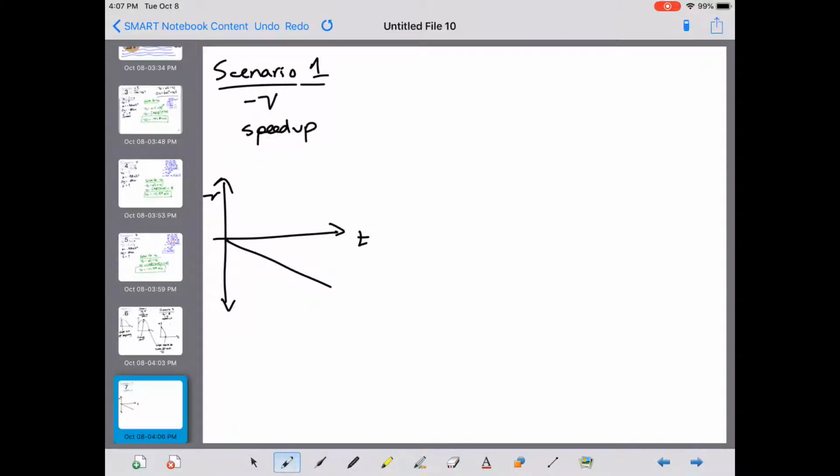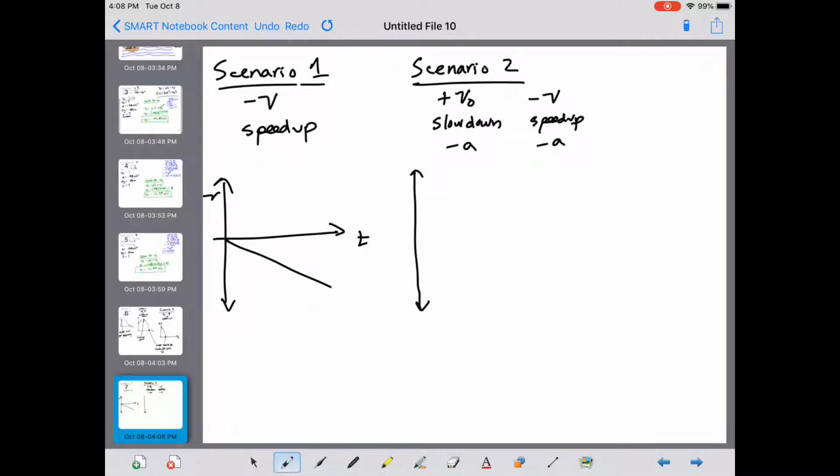In scenario number 2, this one's different. I have a positive initial velocity. For the first part of my motion, I have a velocity in the positive direction, and I slow down. The reason for that is because I have a negative acceleration. Then I have a negative velocity, and I speed up because I still have a negative acceleration. So I need to have two sections of motion here. Initially, positive velocity and slowing down. Positive velocity tells me I'm in the positive quadrant and I'm moving towards 0. Then I have a negative velocity and speeding up, so I'm moving away from the x-axis, just like that.